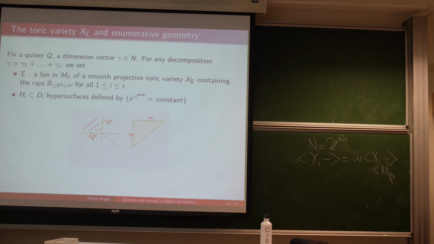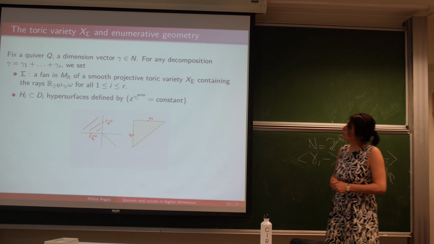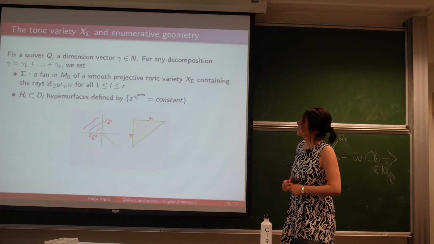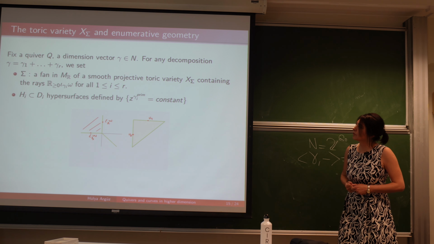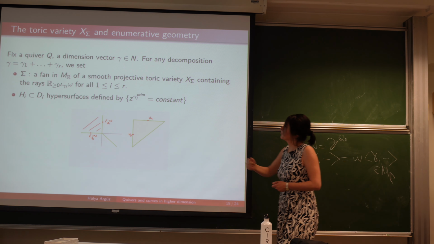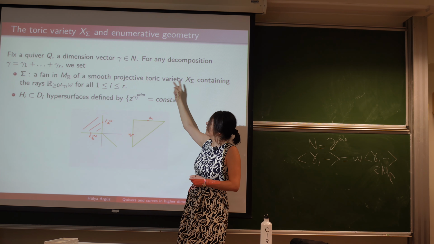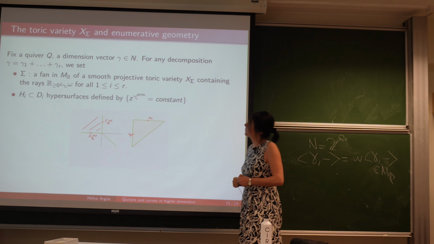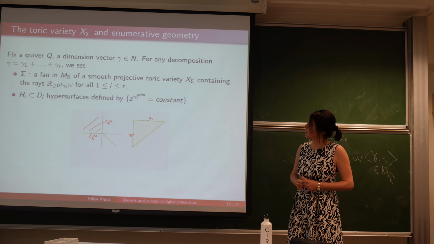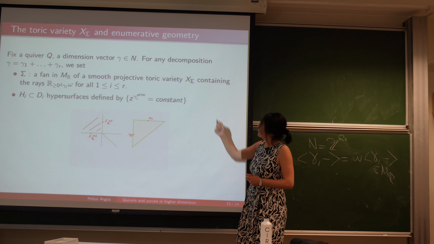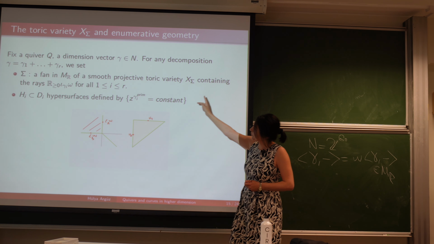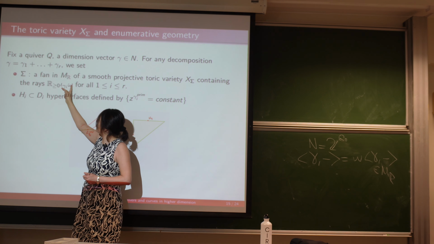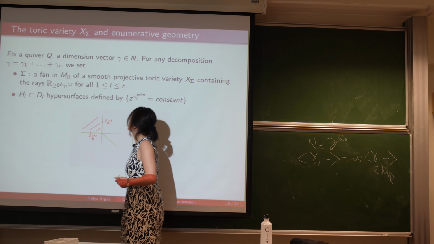Okay, so if you look at the quiver and potential, there's a natural toric variety, X_Sigma, you can define out of it. You define it this way for any quiver and a dimension vector gamma. If you take any decomposition of gamma into r vectors, then you can define a fan Sigma in M_R for a smooth projective toric variety, which is a fan containing all the rays you obtain by contracting omega along gamma_i.